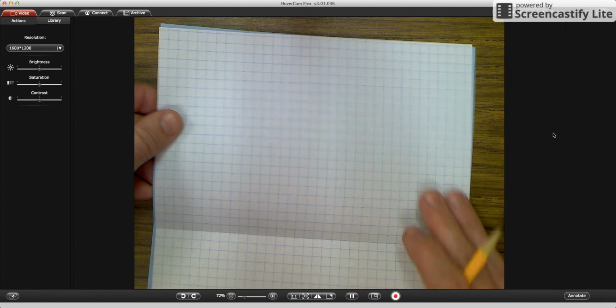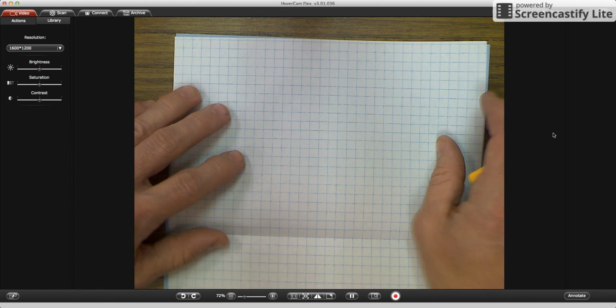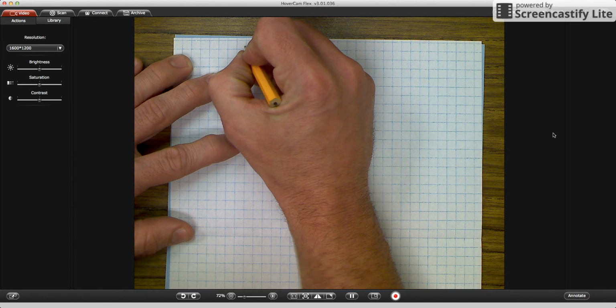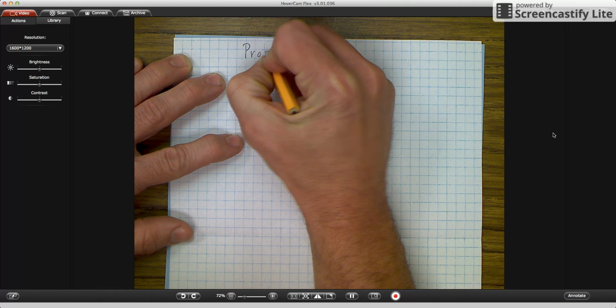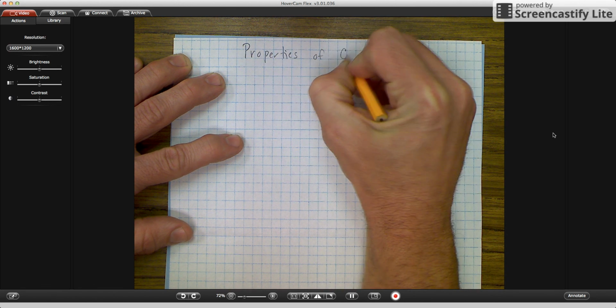So on the top, we're going to make 3 columns. We're going to talk about 3 different properties of congruence. So if you want to, properties of congruence.